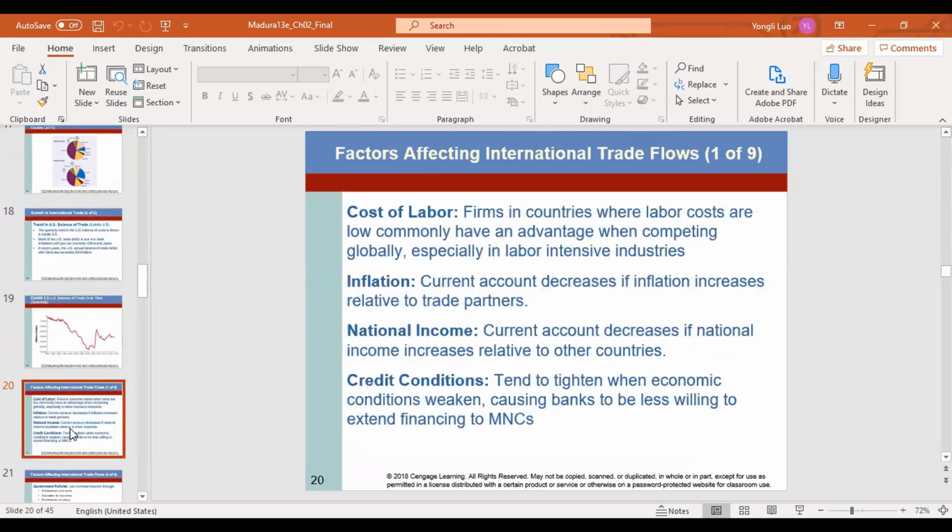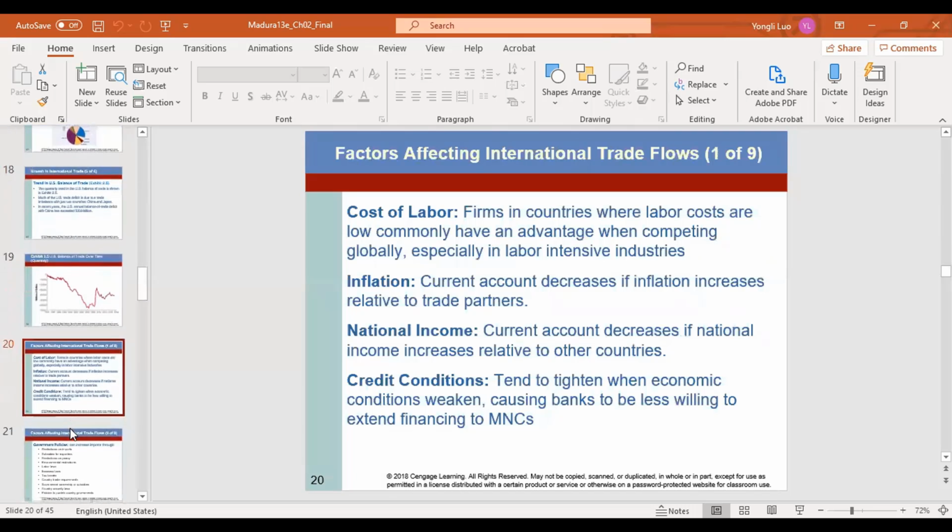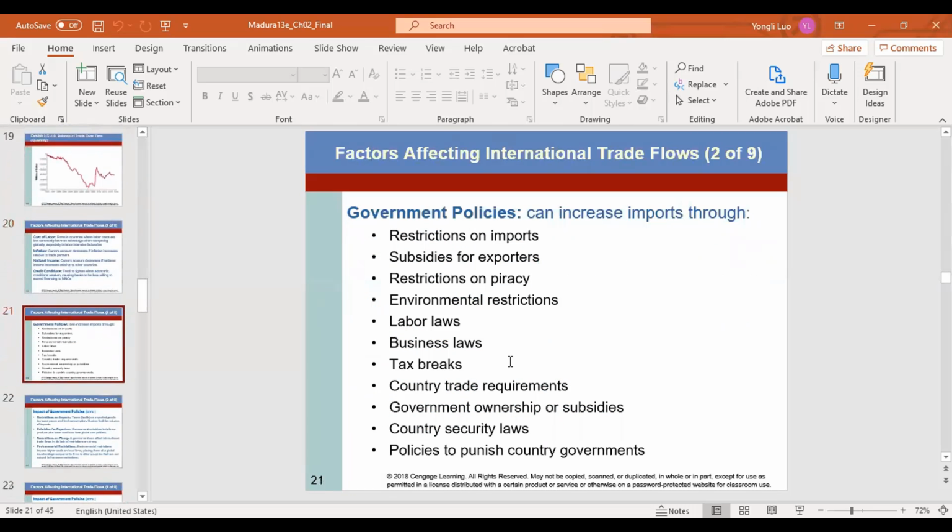There are many factors affecting international trade flow. Those factors include the cost of labor, inflation, national income, credit conditions, and also government policies.